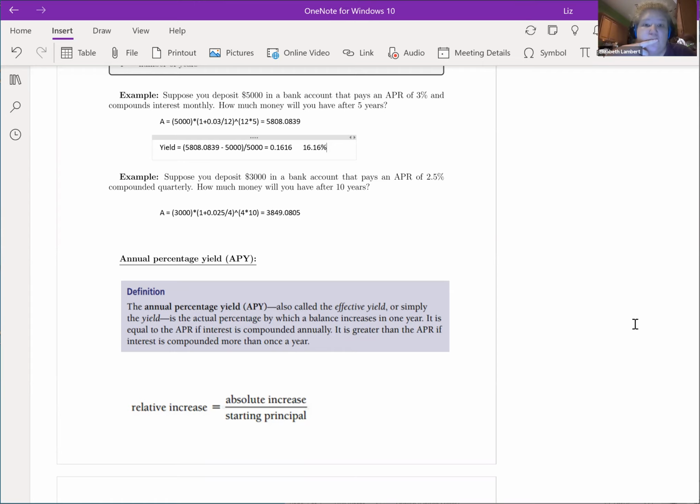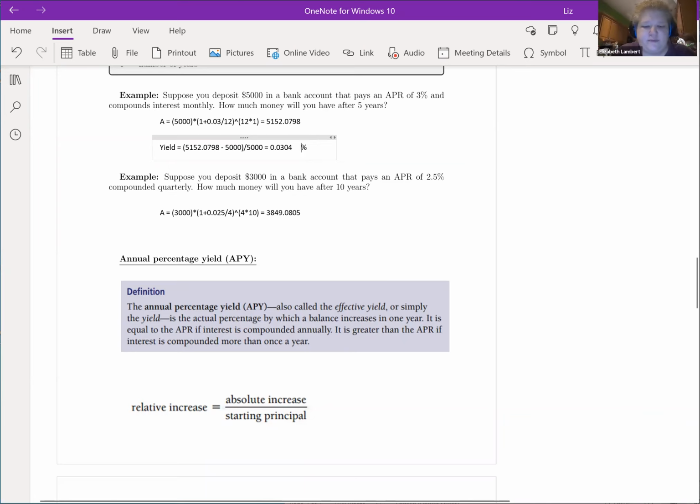Oh, no. I apologize. That was after 5 years. Rewind. We're going to go back in here, change that to 1. There we go. So 5152.0798. I knew it seemed a bit much. So it's 3.04, a tiny bit more than the 3%.